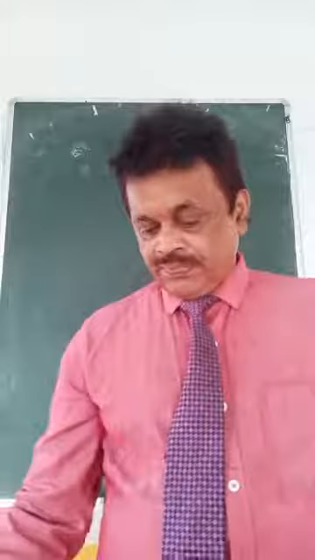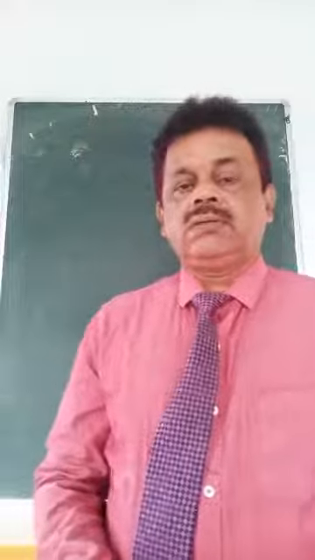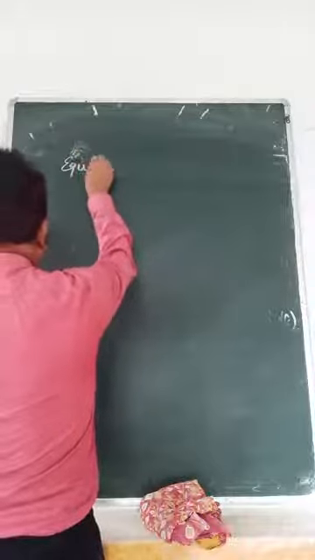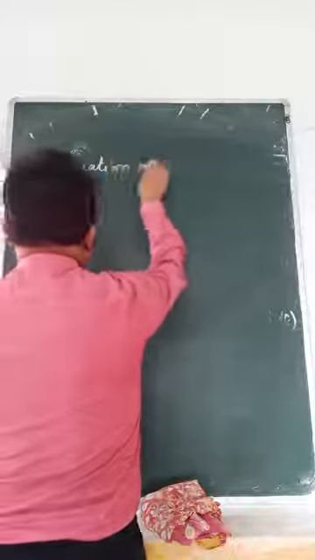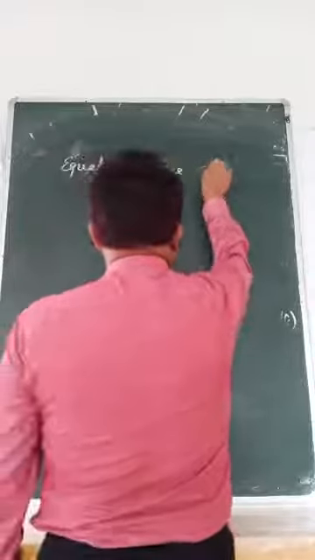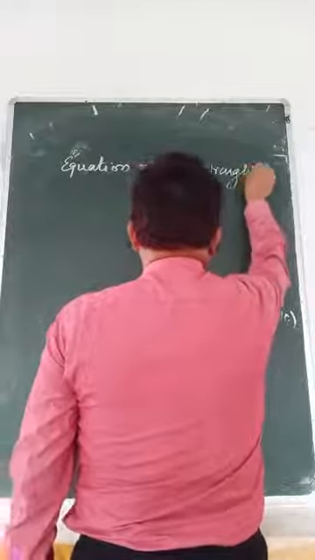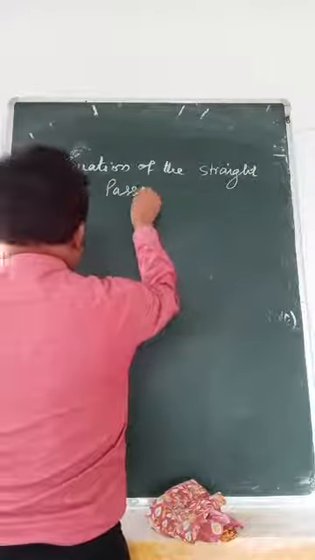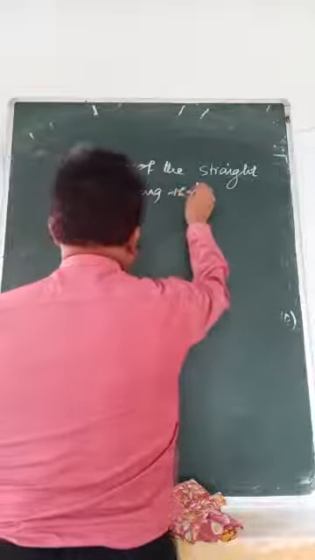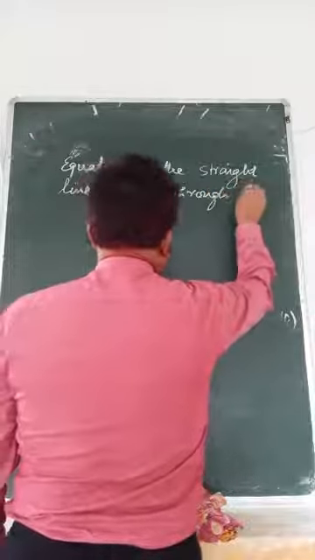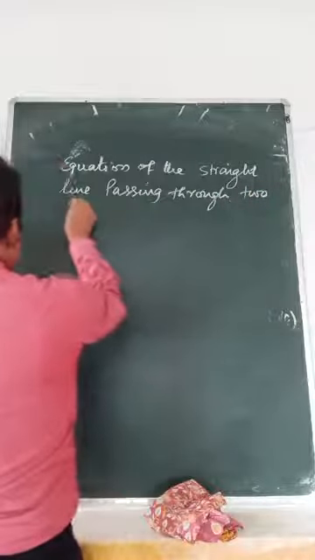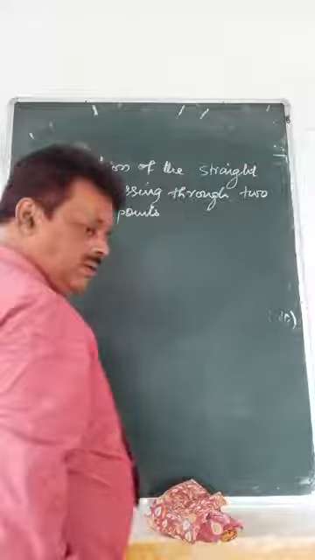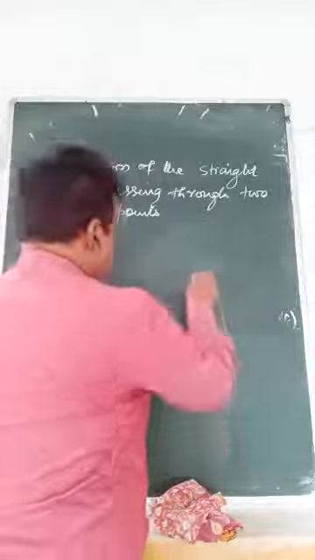So we will continue equation of the straight line passing through two given points. So look at here, equation of the straight line passing through two given points. Okay, so to understand that, look at here.